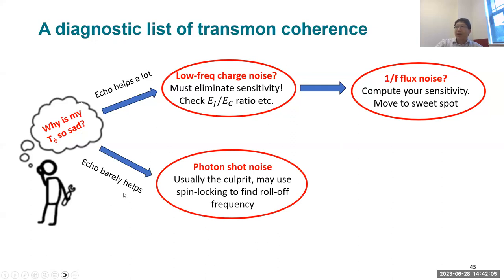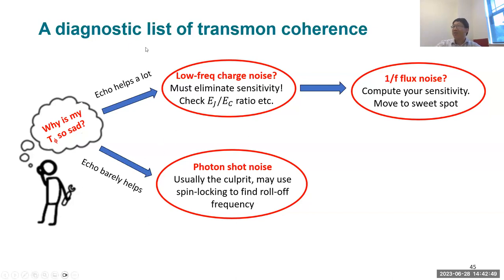And what if echo barely helps? If you have a low T2 qubit and you echo it and it doesn't improve, I would say in the majority of cases, almost all the cases I've seen, it can be attributed to some sort of photon shot noise. That's usually the culprit. If you really want to confirm it, you can run spin locking and try to find the roll-off frequency that's going to prove to you it's caused by your resonator or some other hidden modes in your system. In any case, in this situation, what you need to do is to really filter your line and make sure your line is cold, especially your cold stage attenuator. Michael is going to tell you about that in the end.